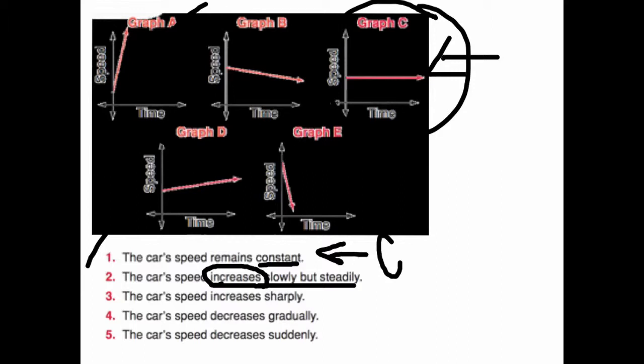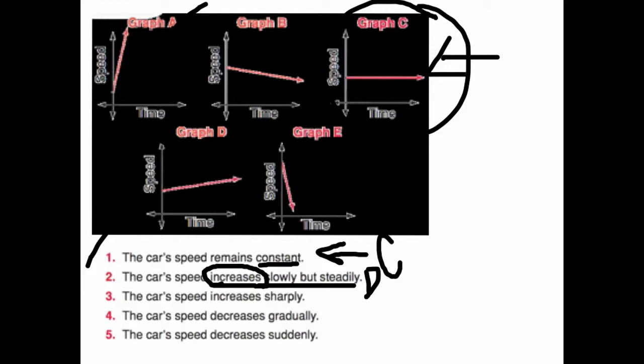Now, if it says it increases slowly but steadily, I'm looking for whichever graph does not have the sharpest slope. And that's going to end up being graph D because the slope is increasing, but it's not at a very fast rate, which is why the slope isn't very steep.